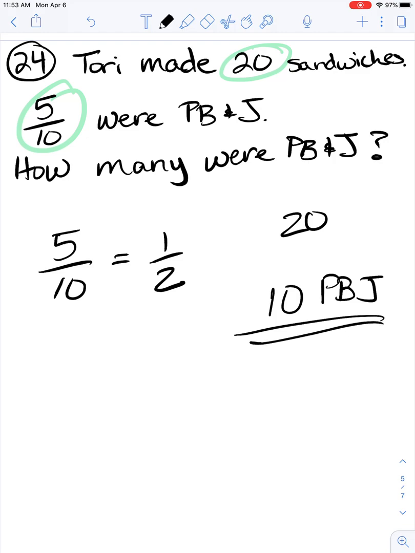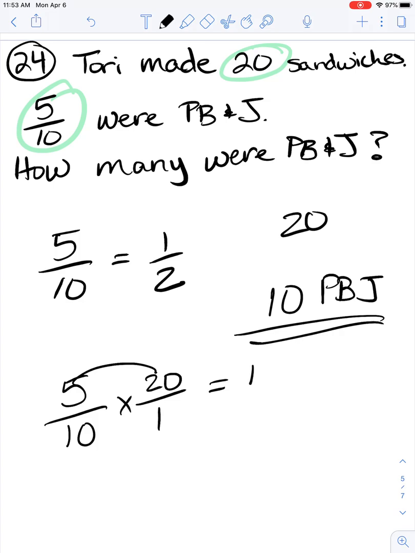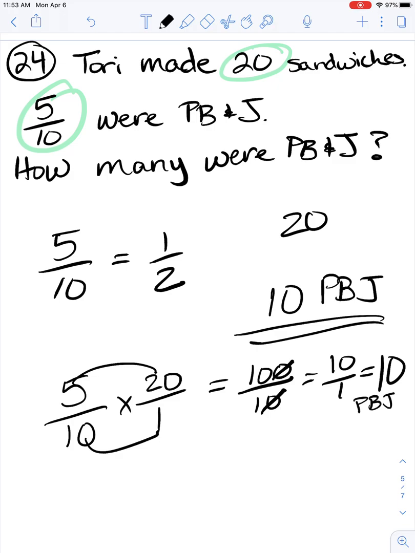But if we were going to do the math part and not just the, oh, I understand this type of thing, we would take 5/10 times 20. Remember, put it over 1. This would equal 100 over 10. 10 times 1 is 10. Use your strategy that I've taught you. If you have zeros, whatever you do to the bottom, you do to the top. So that's 10 over 1, which we know is 10 wholes. That's the math way to do it. Don't forget your label, peanut butter and jelly.